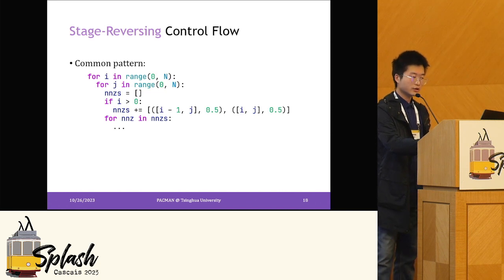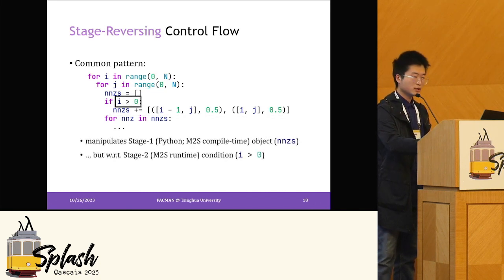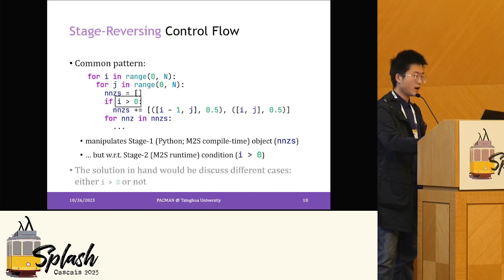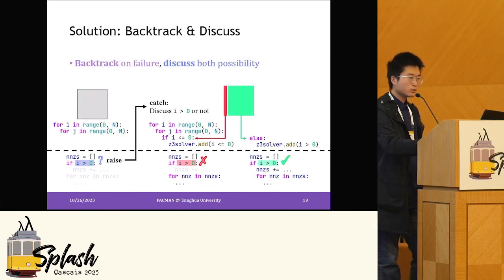Consider the code here. It manipulates stage 1 object non-zeros, with regard to the stage 2 condition, i larger than 0, recalling that i is a stage 2 iteration variable. For such programs, a human solution would be to discuss different cases, either i larger than 0 or not. So our solution follows: whenever a condition fails to resolve at compile time, we backtrack and discuss both possibilities.